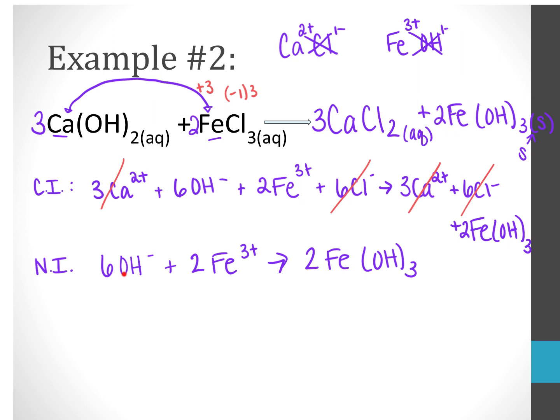Okay. So we have 6 hydroxides. What's 2 times 3? 6 hydroxides. 2 irons, 2 irons. Okay. And then charges should also balance. So there's 6 negative charges. And then what's 2 times 3? 6 positive charges. Do those negatives and positives cancel out? Good. Okay. So if you take the time to balance up here, and if you carry out that balancing down here, this should automatically come out balanced.